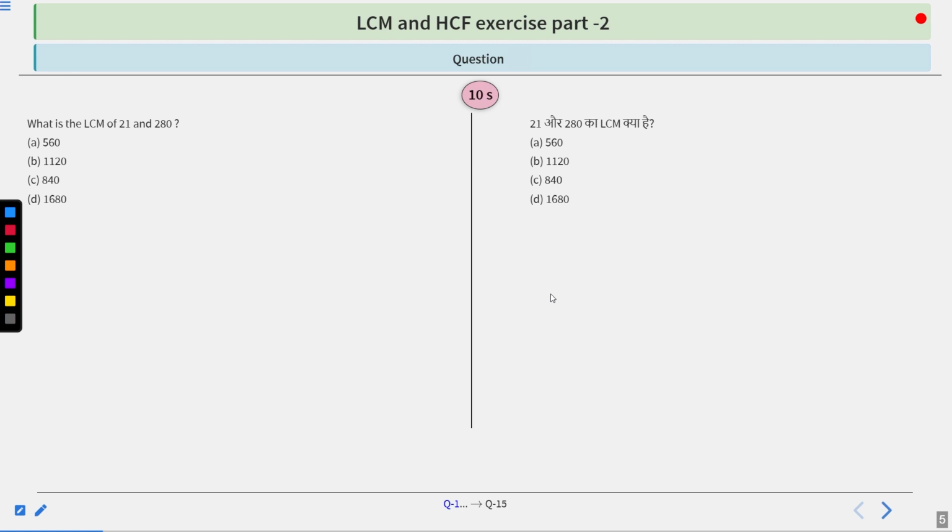What is the LCM of 21 and 280? And options are given to us, that is 560, 1120, 840, and 1680, A, B, C, and D. I'm giving you 10 seconds to find which one of them is correct. After that, I will do the solution.